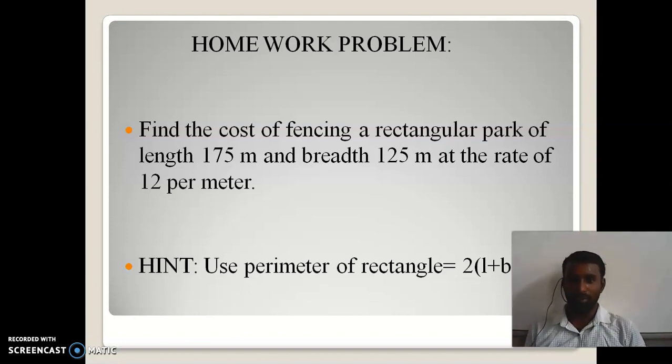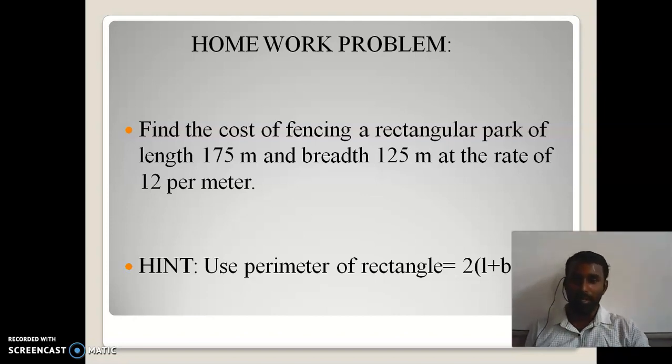So first you have to find the perimeter from the given values. What is your length? Substitute the value. Instead of L, substitute 175 meter. Instead of breadth, substitute 125 meter. And then what to do? Inside the bracket, what is the symbol? Yes, the addition symbol. So 175 plus 125 meter, if you add, you will get some value. That is your perimeter value, in some meters.